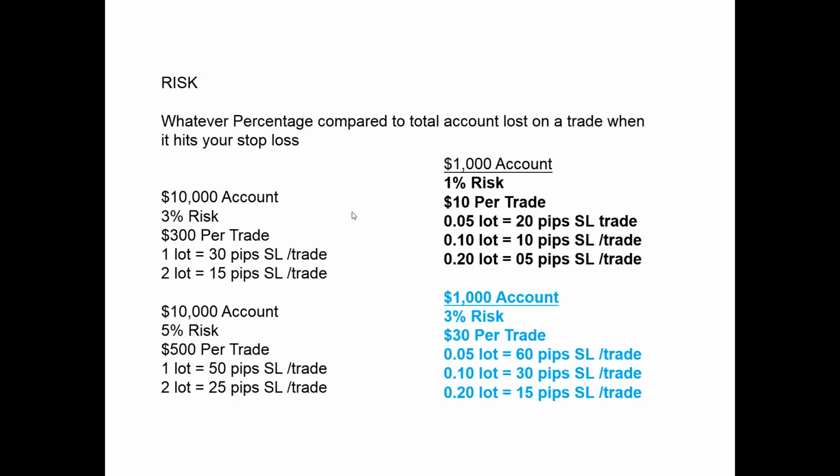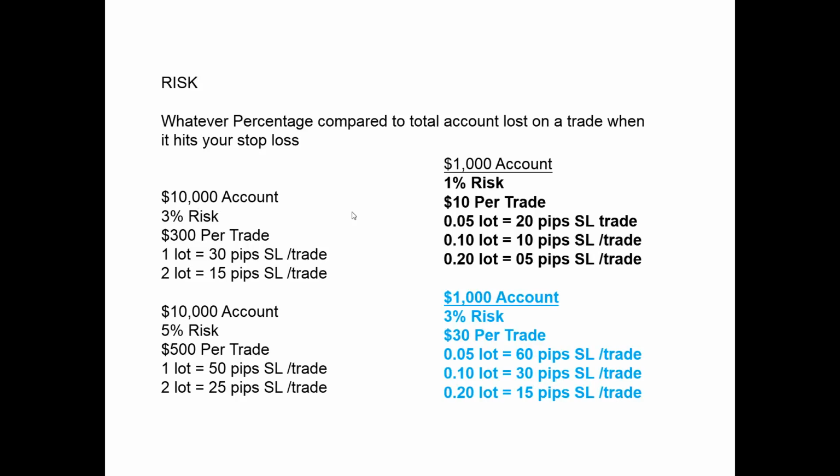Now, on a $1,000 account, we're going a little bit higher risk. We're going to have 3% risk. 3% is going to be $30 per trade. So with a 0.05 lot, we're going to be able to have a 60 pip stop loss. Decent, right? With a 0.10 lot or a mini lot, you're going to be able to have a 30 pip stop loss. And with a 0.20 lot, you're going to be able to have a 15 pip stop loss. That's 3% risk on a $1,000 account.